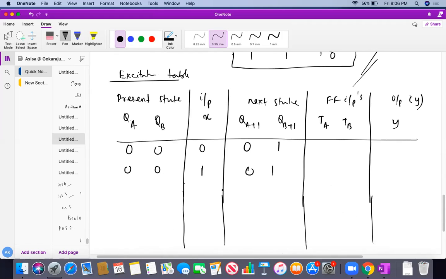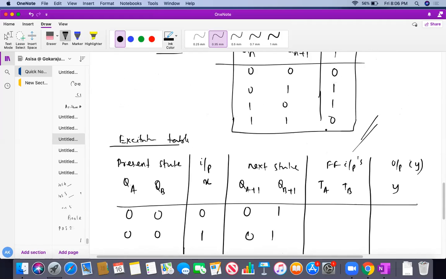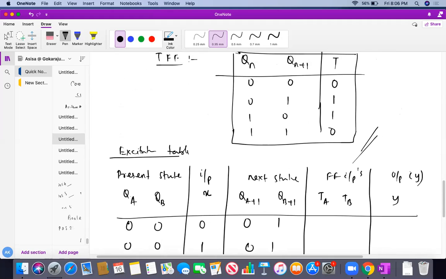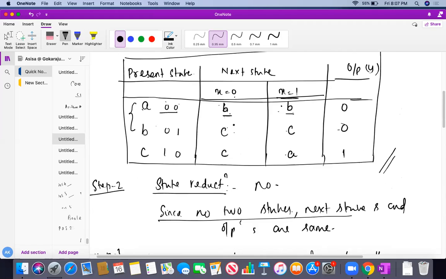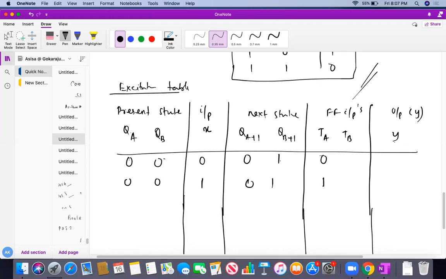Very simple. Next, how to find out TA, TB? We know the present state and next state. Present state is 0, next state is 0. What is my T? T is 0. Present state is 0, next state is 1. What is my T? T is 1. Okay. And what is my output Y? Output Y is, for X equal to 0 or X equal to 1, whatever may be the case, for this present state, the output is 0. So I am going to write down output is 0 for both the cases. Do you all understand this? How I have got this? Any doubt on this?